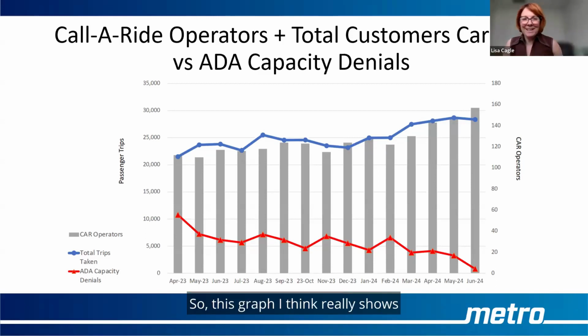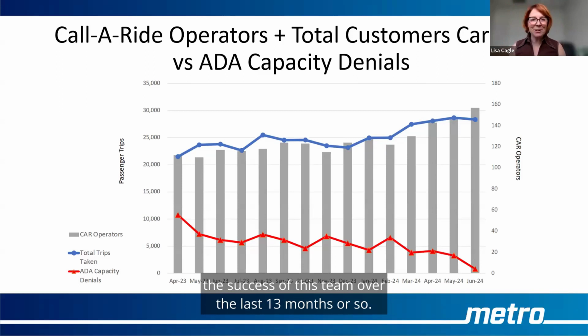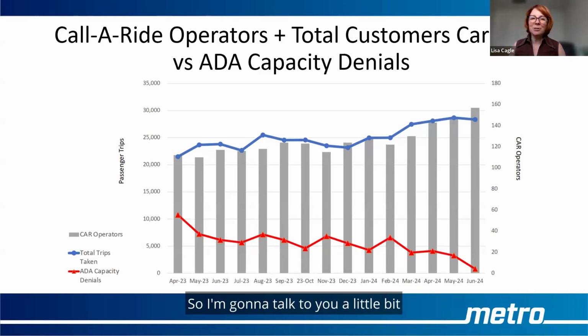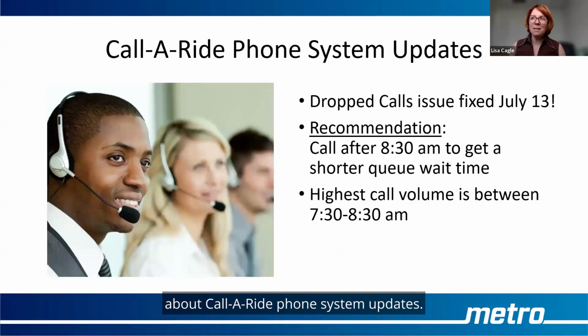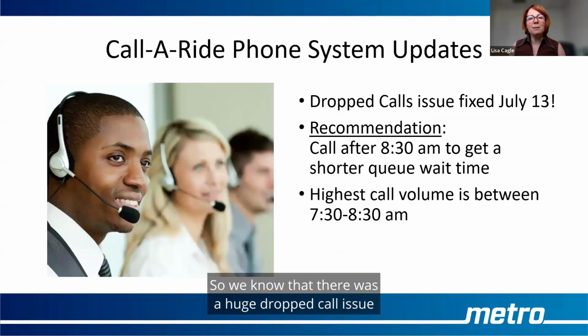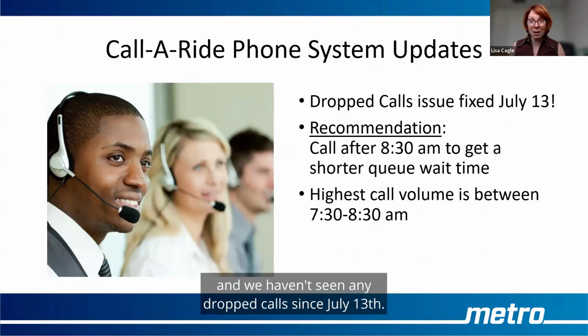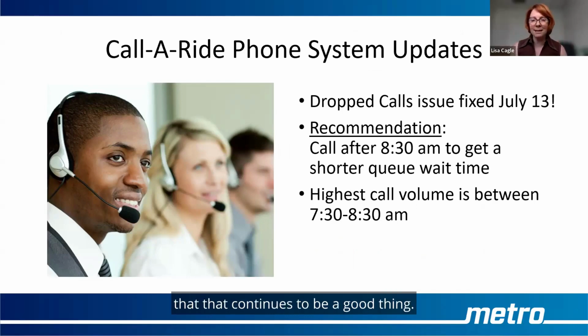Excellent. So this graph, I think, really shows the success of this team over the last 13 months or so. We're very proud of the work that the team has done here. So I'm going to tell you a little bit about Colorado phone system updates. We know that there was a huge dropped call issue earlier this year. We finally have it fixed, and we haven't seen any dropped calls since July 13th. So I have my fingers crossed that that continues to be a good thing.